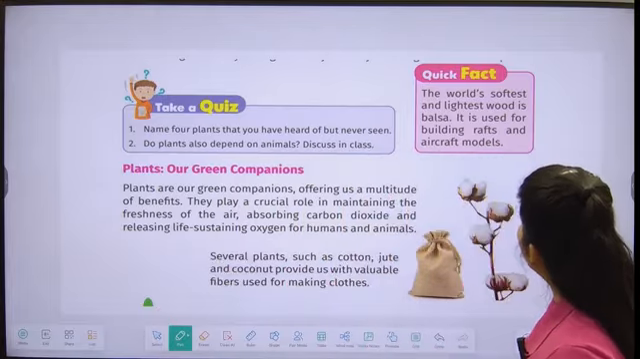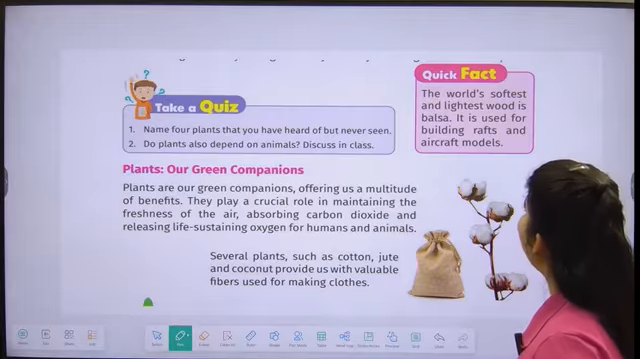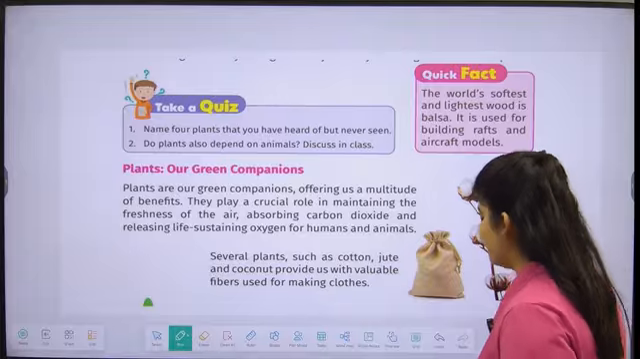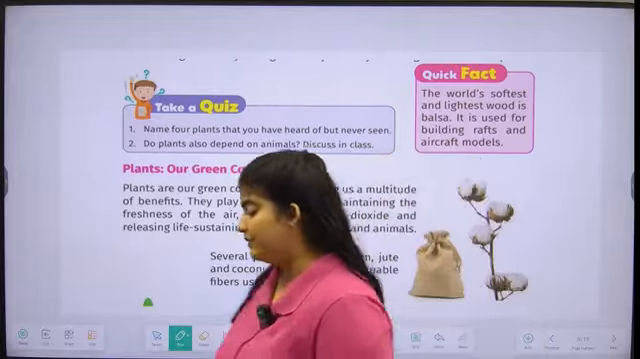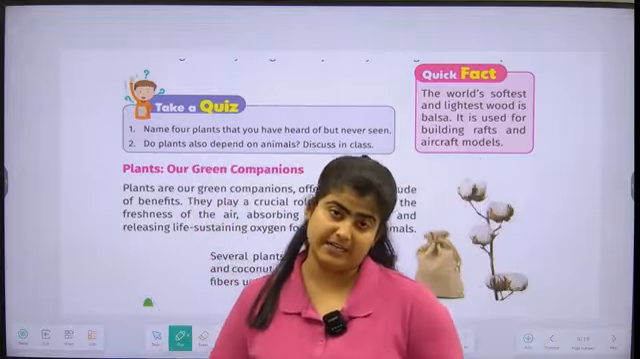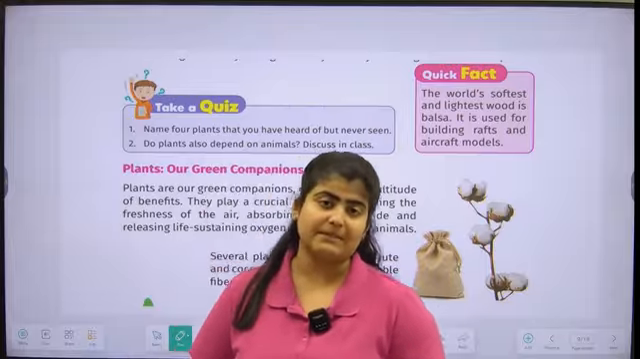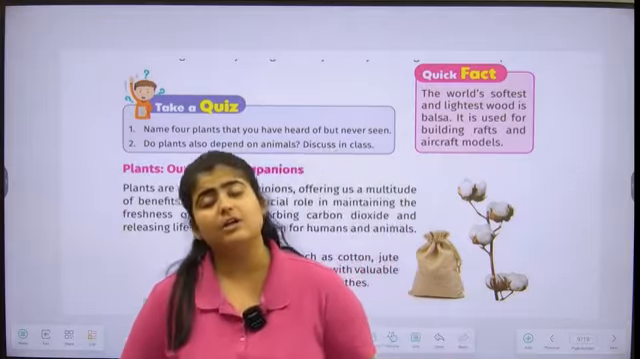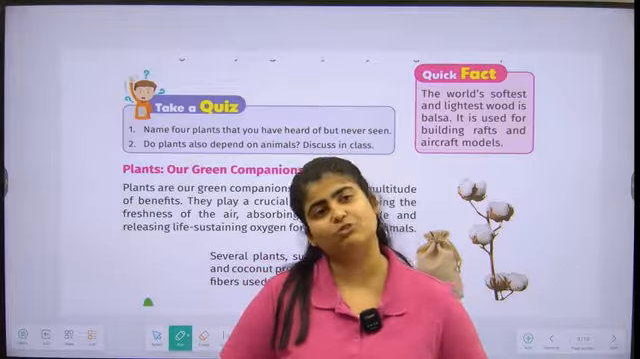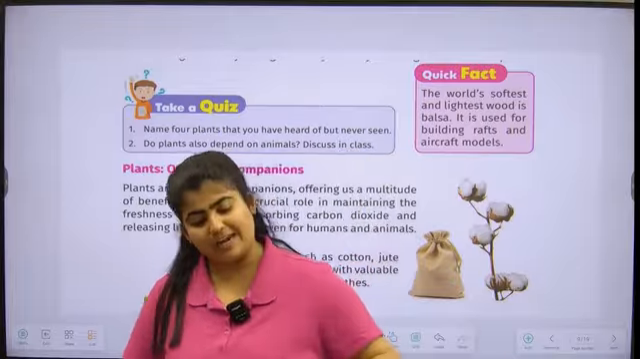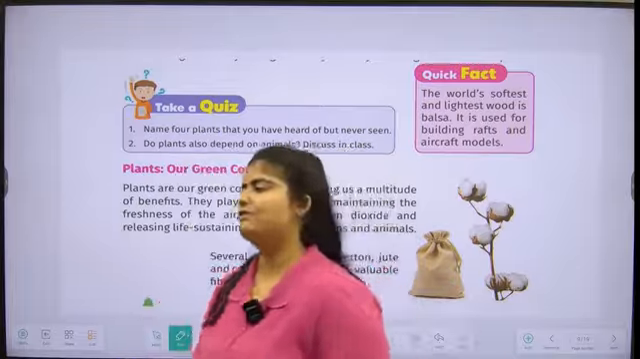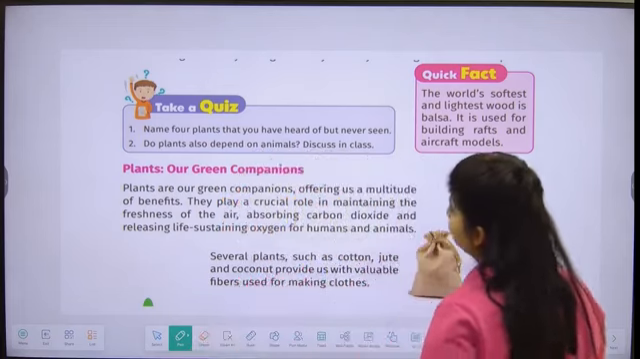The world's softest and lightest wood is balsa. It is used for building rafts and aircraft models. So we have the world's softest and lightest wood. Wood comes from plants and trees, of course. Since it is the lightest, it is useful for floating in the air and on water. So we make rafts out of it.